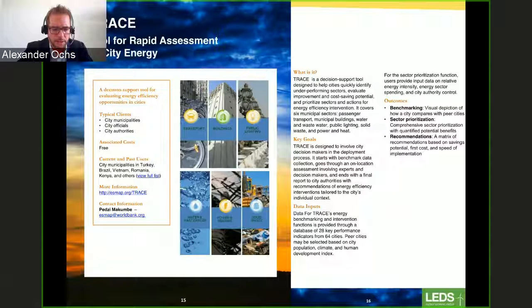There are 6 municipal sectors that are transport, buildings, water and waste, public lighting, solid waste, and power and heat. It's a successful tool that has been used in over 20 cities across 14 countries worldwide, including Nairobi, Skopje, Belgrade, and Colombo in Sri Lanka.